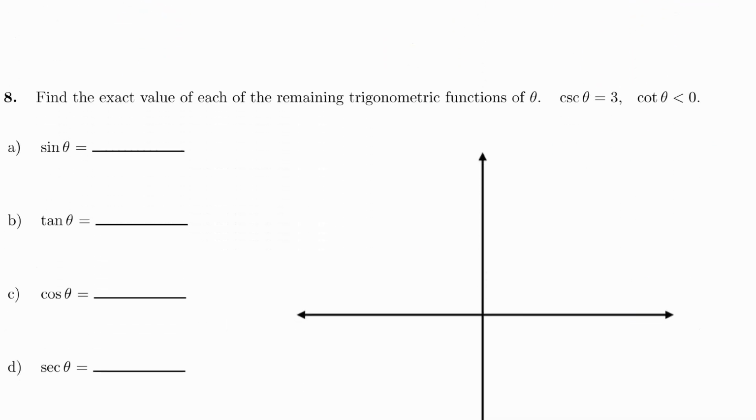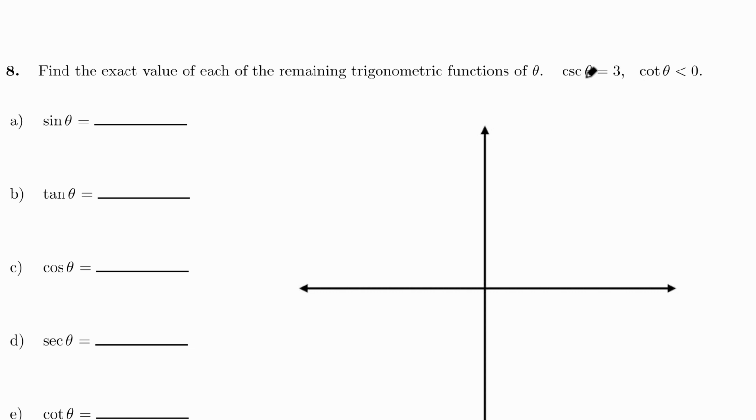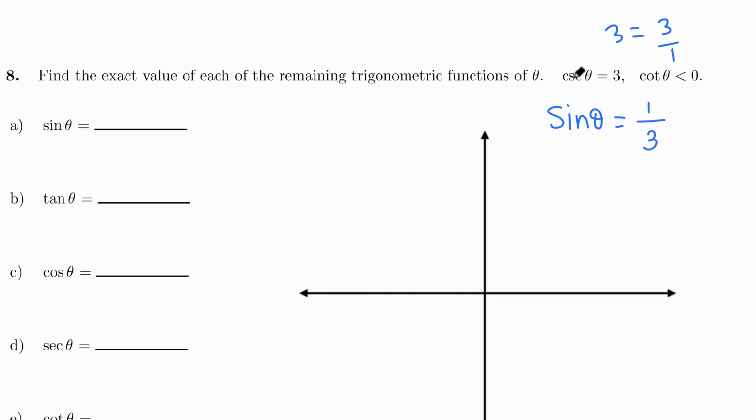Okay, let's move to the next question. Cosecant theta is given as 3, so I would change cosecant into the reciprocal of sine. So then sine theta would be, 3 is the same as 3/1. We flip, we get 1/3. So cosecant theta was given 3, that means sine theta is 1/3.